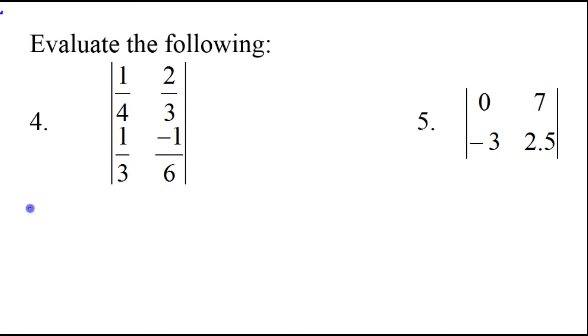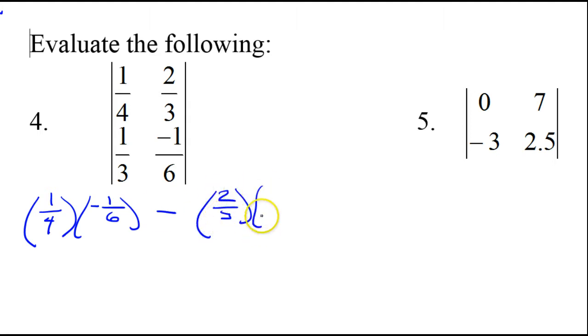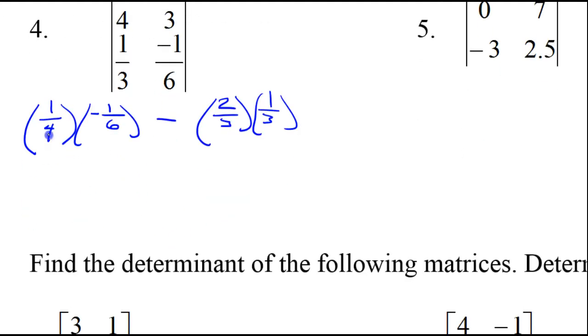So, that's why I'm going to do 1/4 times negative 1/6, alright, that's the down diagonal, minus 2/3 times 1/3, that's the up diagonal. Okay, so let's see what happens. This is going to be negative 1/24, alright, you just multiply straight across, and that's minus 2/9.